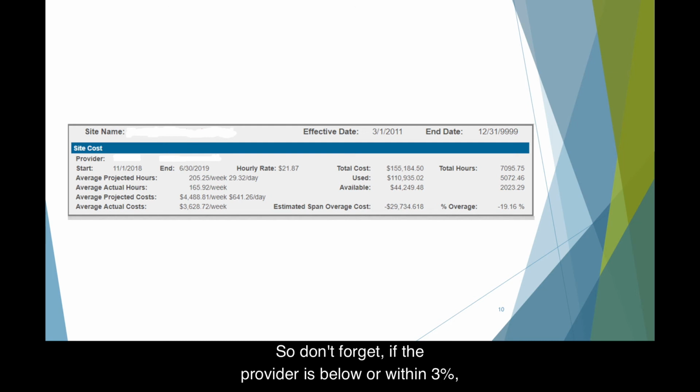So don't forget, if the provider is within 3% below or above, then they're going to get paid out at 100% of the projected dollars. And that is going to be very important to that provider, and they are going to be bringing, or they should be bringing, this information with them.